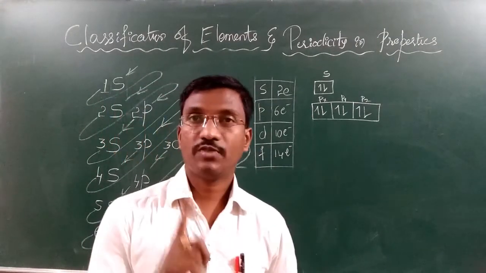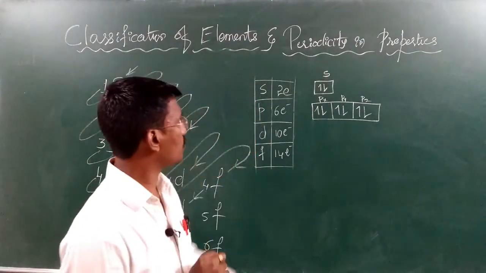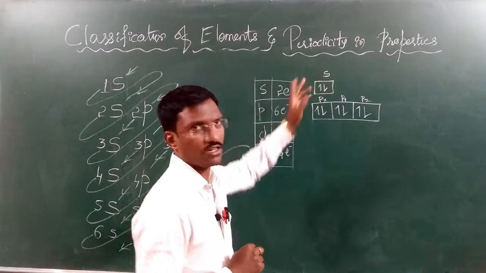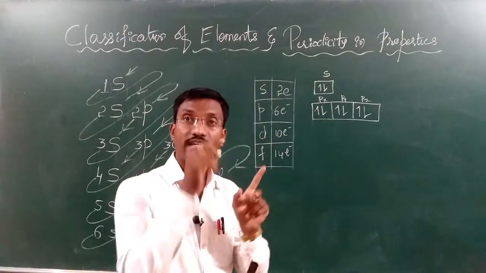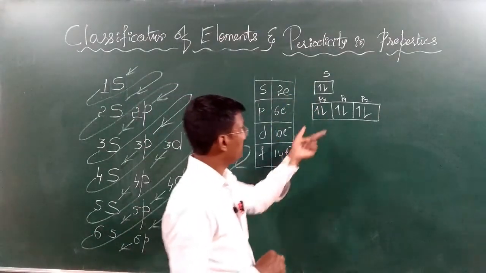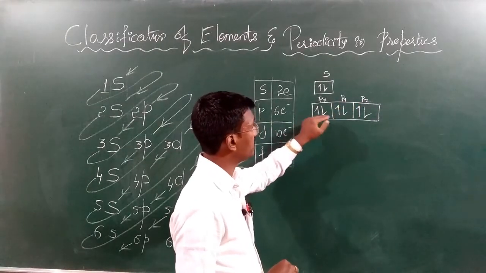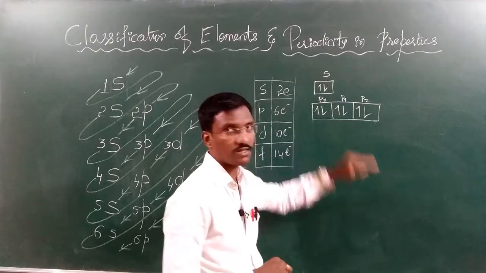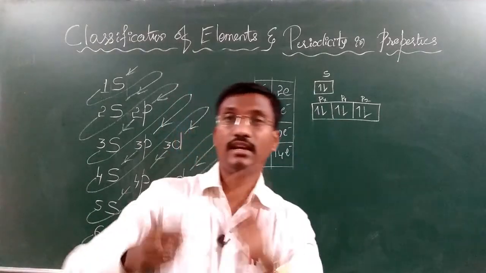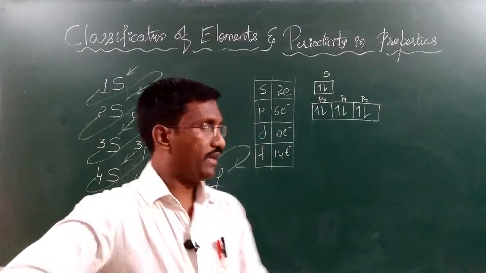So here, first in the S there is only one box. There is no need of explaining here. The first electron goes there, and the second also comes to the same position. Whereas here it has 3 boxes: Px, Py, Pz. So initially electrons begin to occupy the places singly. Later it begins pairing.